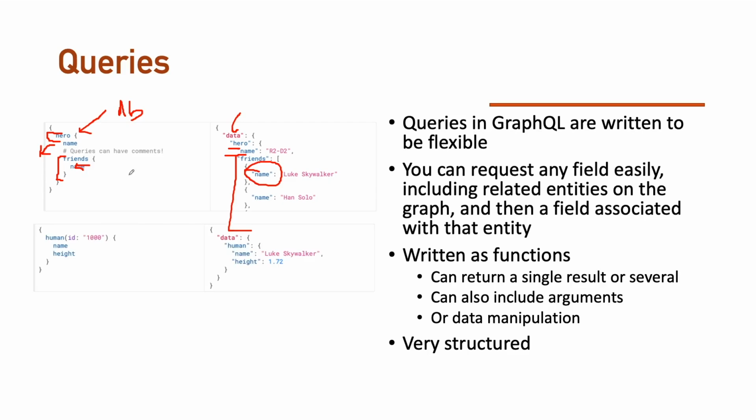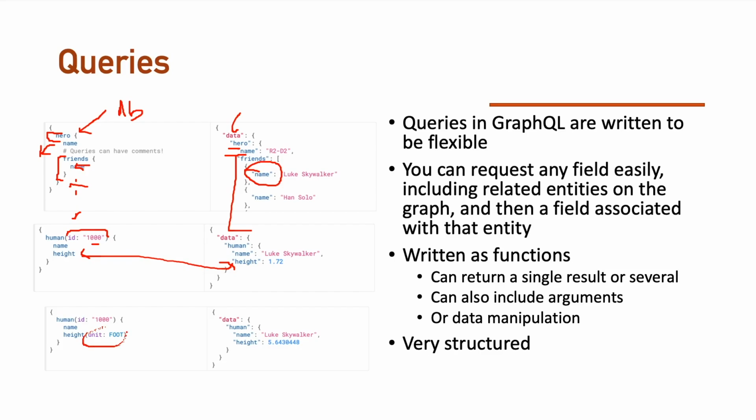But this isn't all I can do, right? So you can return one result or several results. You can include arguments. So in this one, we're getting specifically the human with the ID of 1,000. And then you can see we specified an additional parameter here, height. So our height is then here. Now, this is only just limited because, in this case, hero can be a type of human. You could also get height in this query as well.